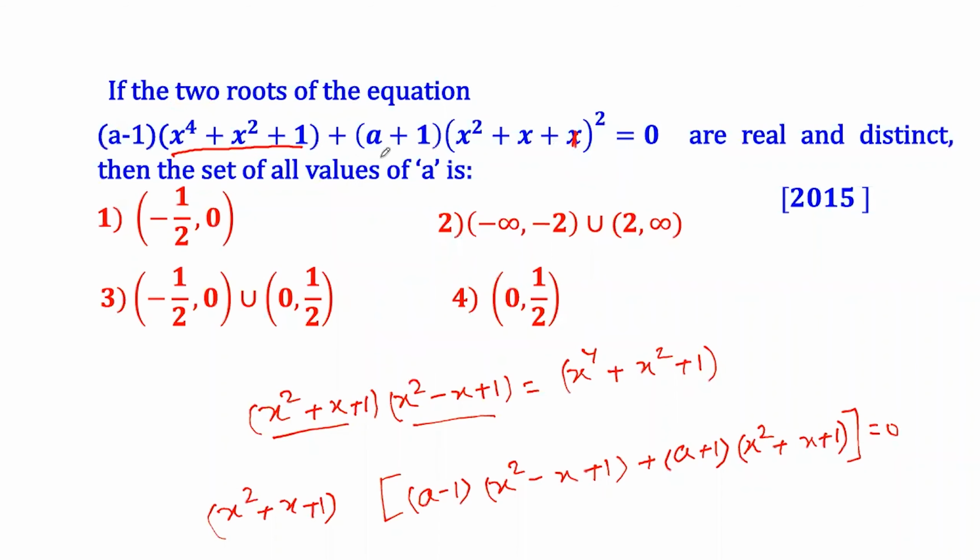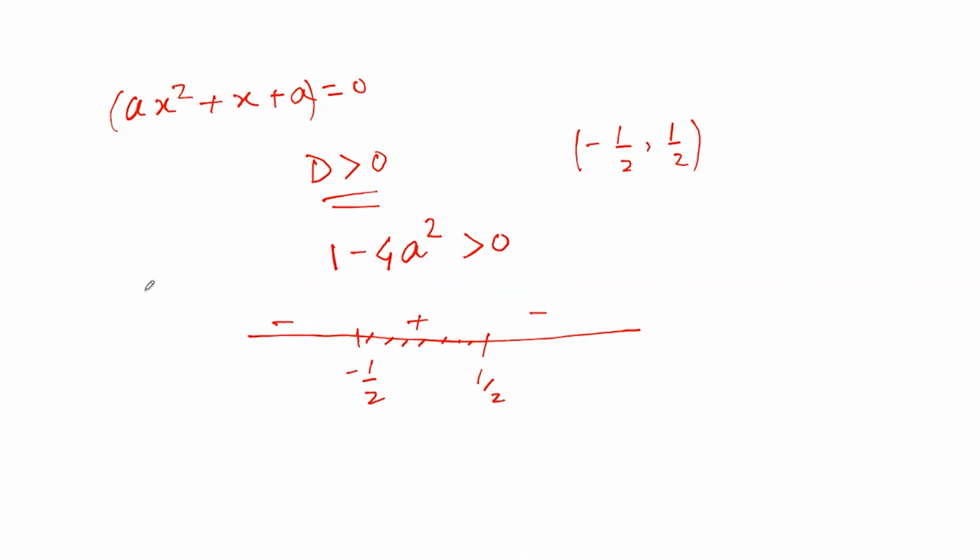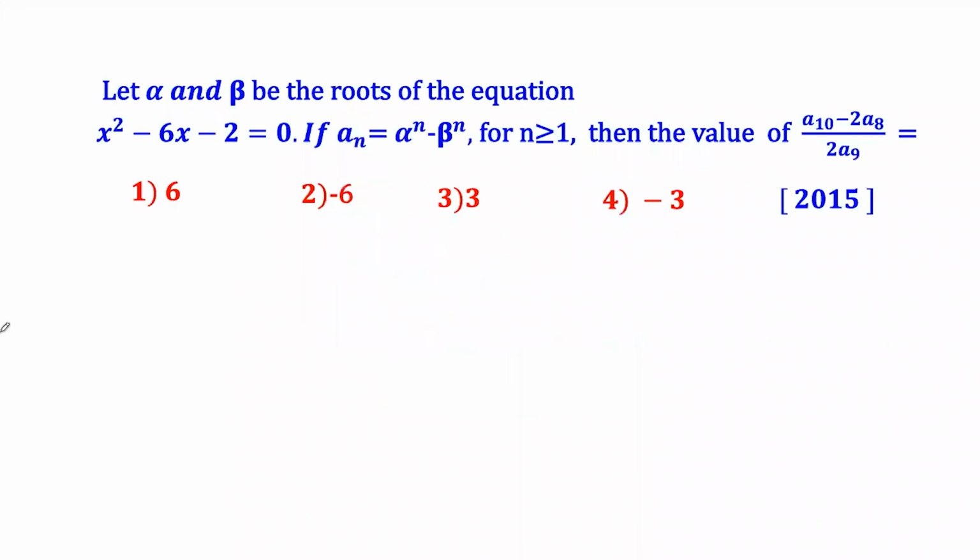But see, if I'm putting a is equal to 0 in this case, right? A is equal to 0, this x to the power 4 will be cancelled out, x square will not be there. So 0 is not included in this. So we are getting the answer, right? Minus half to half excluding 0, right? One of the beautiful questions, the key point is you have to factorize x to the power 4 plus x square plus 1, right?